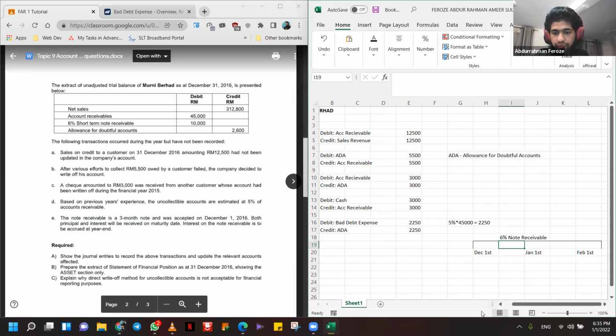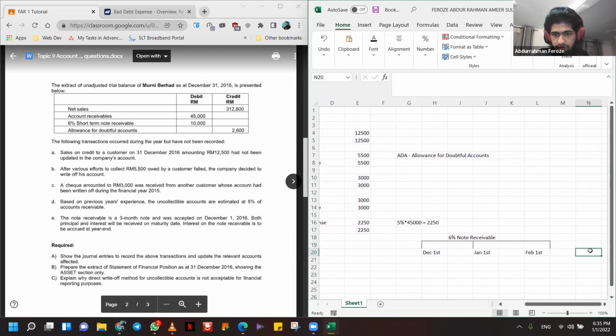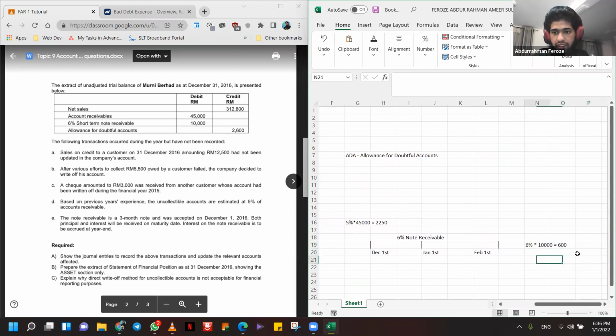So if we look at the interest, just 6% interest for the company into 10,000, because it is shown here it is 10,000. That would be 600 ringgit, right? So that is the interest that the company will receive if it is an annual note. However, it is a 3-month note, so we need to apportion it into 3 months.